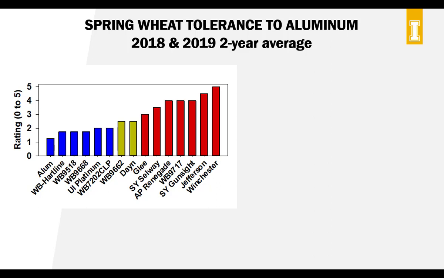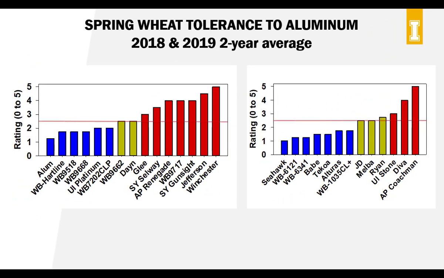But you can see other materials in there, other hard reds, such as Westbred 9518, 9668, that are also very tolerant. A couple that are more intermediate, such as the 9662 and Dane. And then there's a number of lines here that are a lot more sensitive, such as Glee, a number of the Syngenta lines, and then Jefferson and Winchester, which are a couple of my checks for the spring wheat.